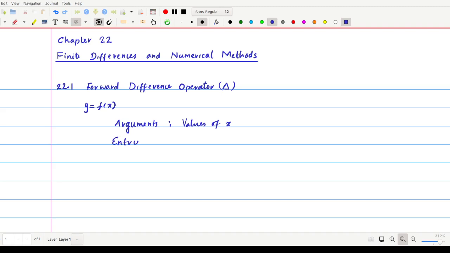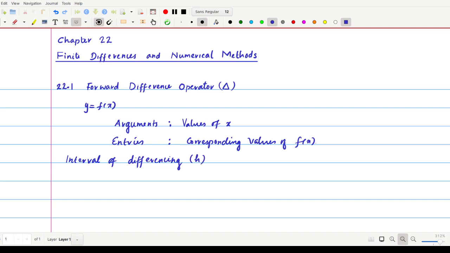So we first define these arguments and entries. Entries are the corresponding values of f of x. So these are two important terms in this discussion: arguments and entries. Now we define the interval of differencing, and usually this is denoted by h.